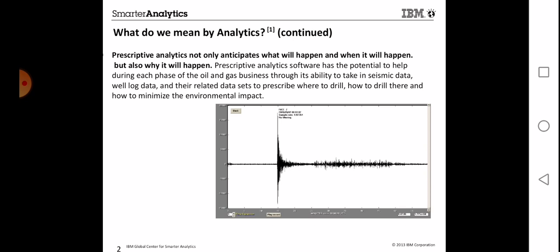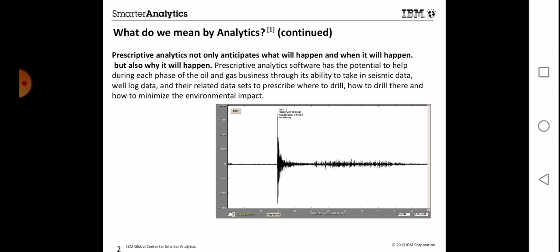Okay. So, prescriptive analytics not only anticipates what will happen and when it will happen, but also why it will happen. The software used in this type of analytics has the potential to help during each phase of the oil and gas business through its ability to take in seismic data, well log data, and their related data sets to prescribe where to drill, how to drill, and how to minimize the environmental impact.